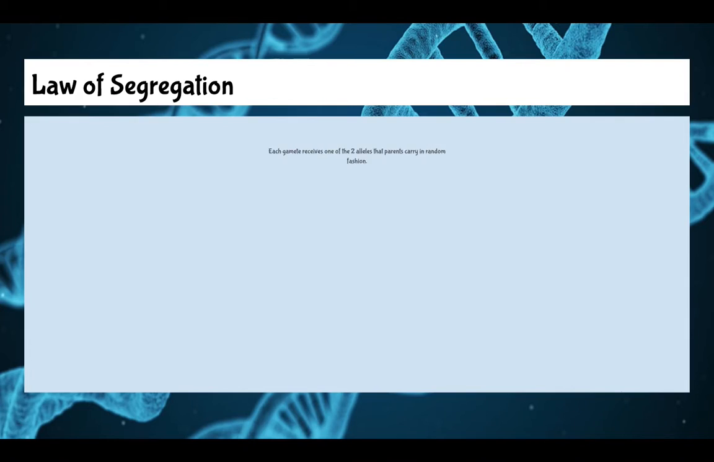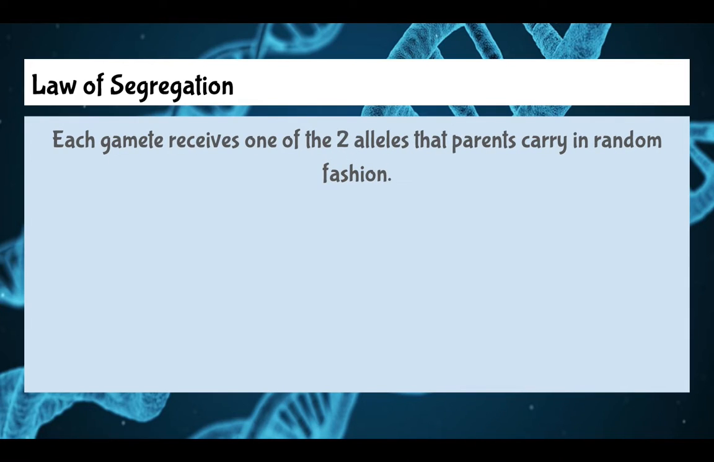So the law of segregation means that each gamete receives one of the two alleles the parents carry in random fashion. Let's put that in some more simplistic terms. So each egg cell, that's a synonym for gamete, sex cell, receives one of the two alleles that a parent carries in a random fashion.